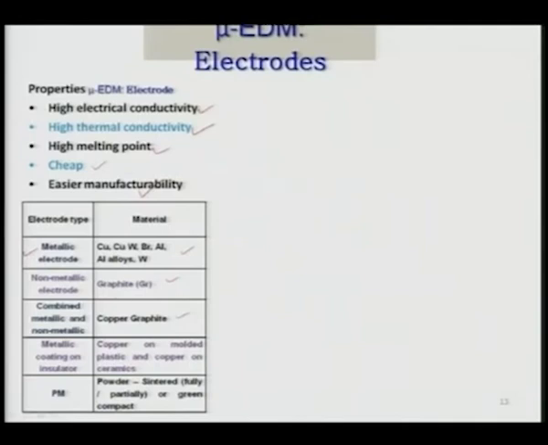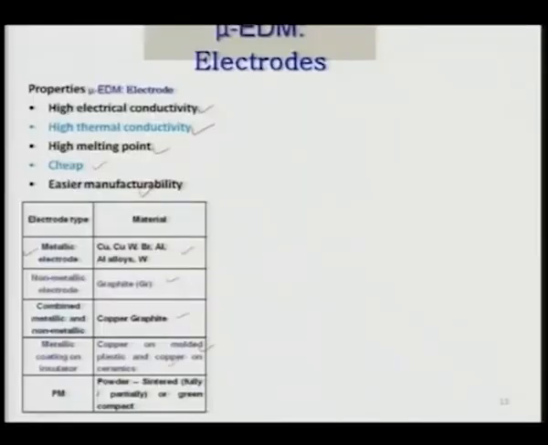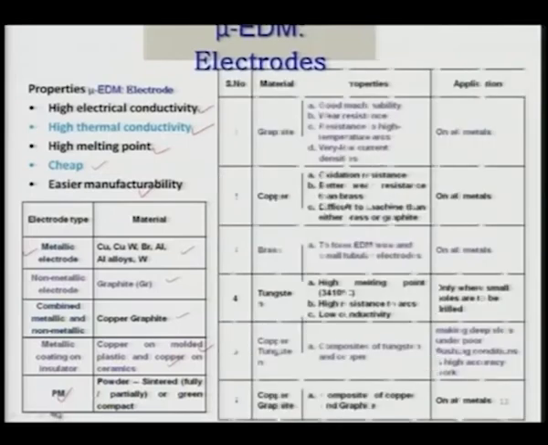Metallic coating on an insulator can be made, so that you can use that insulator tool as a micro tool in the micro EDM process, because the coating on the outer periphery will work as an electrically conducting material. So, you have copper on molded plastic and copper on ceramics. These tools can also be used for electric discharge micro machining, and you can make the tool with the help of powder metallurgy, PM. Powder sintered fully or partially, or green compact, can be used as the tool.